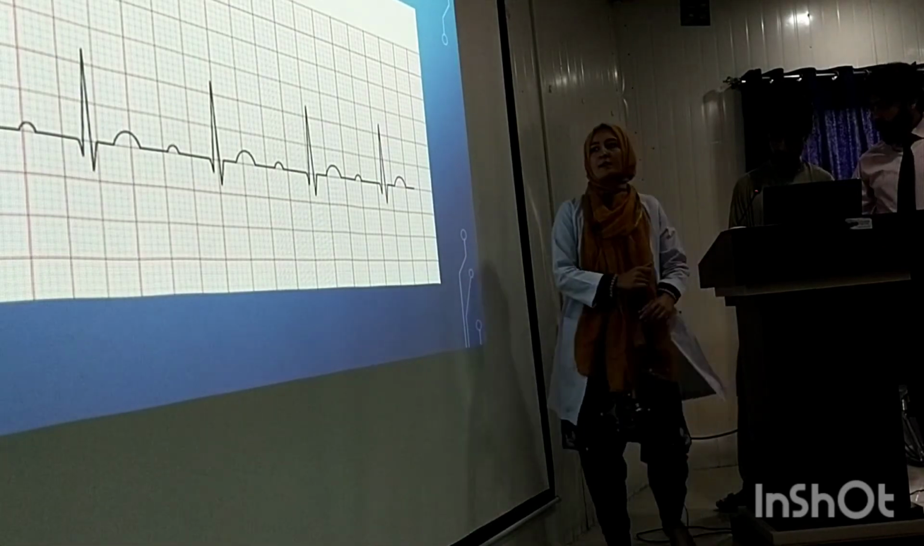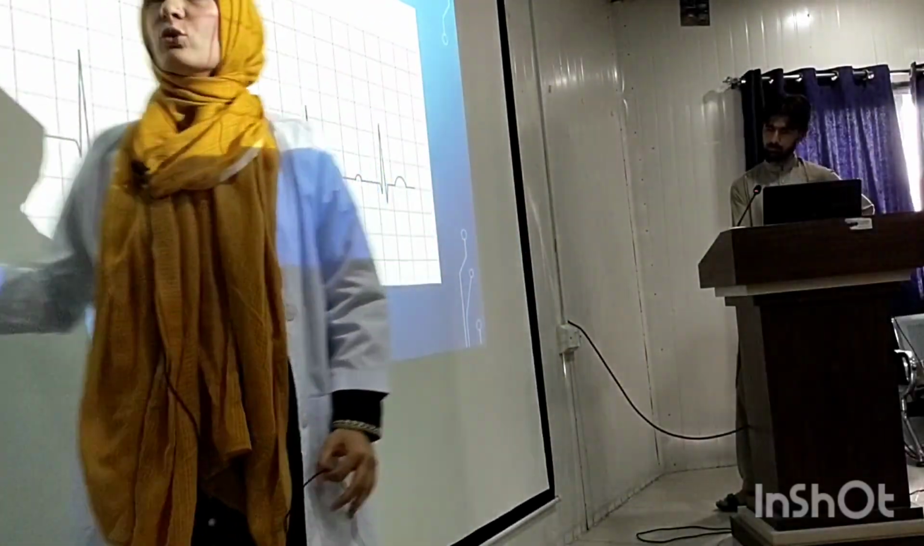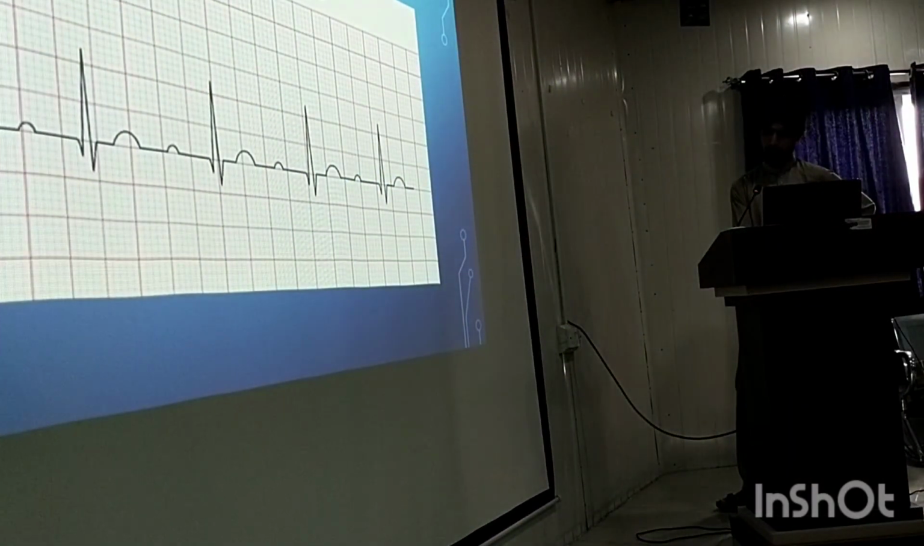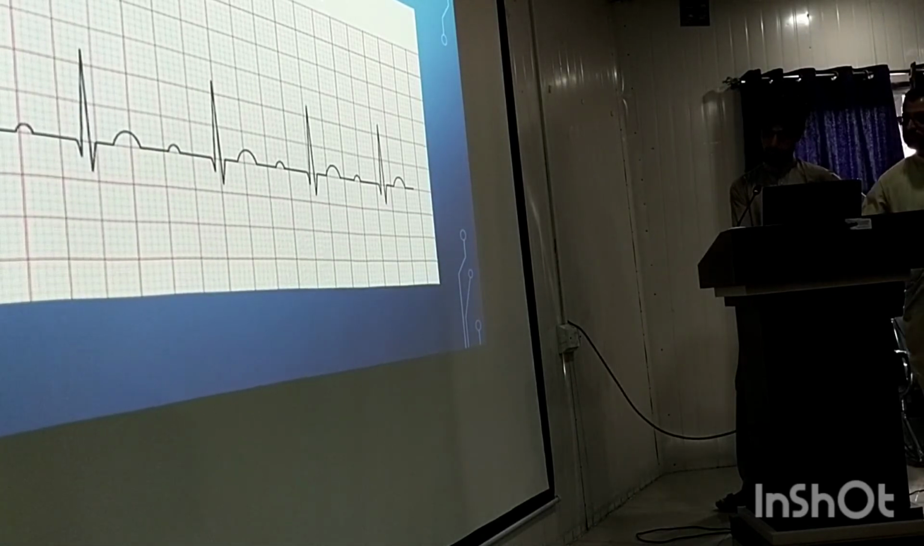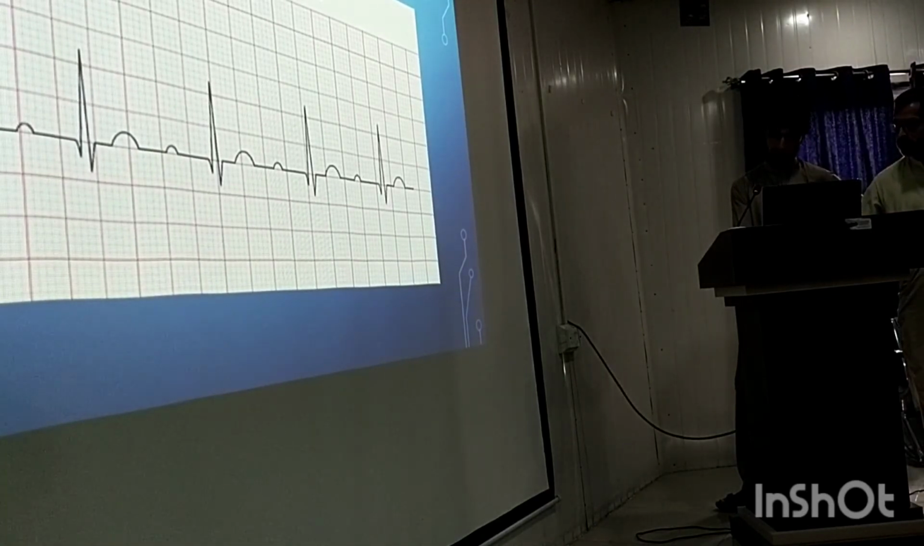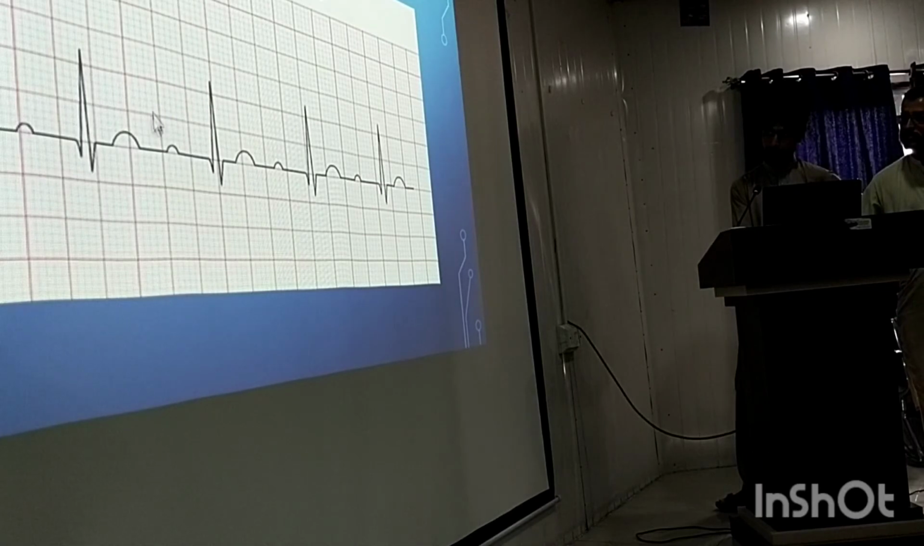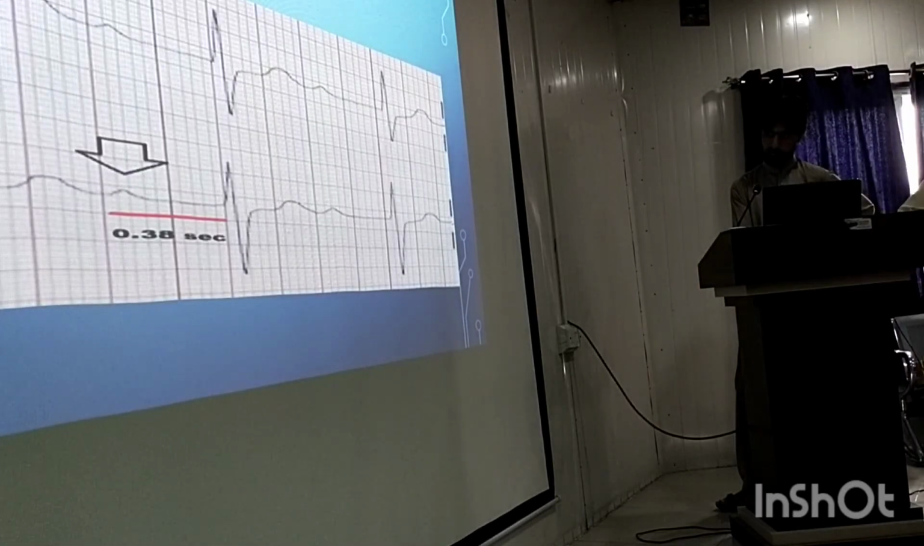Okay. This is a first degree block. I told you the normal distance is 3 to 5 small boxes. You just have to count these boxes. A big box is equal to 5 small boxes. So you can see it's more than 5 small boxes. So this is a first degree heart block.